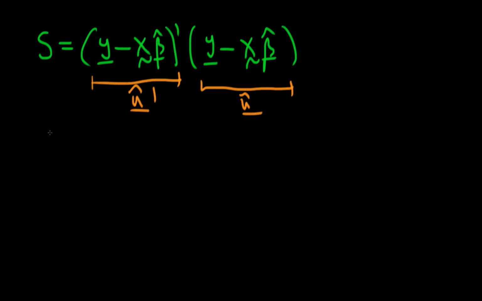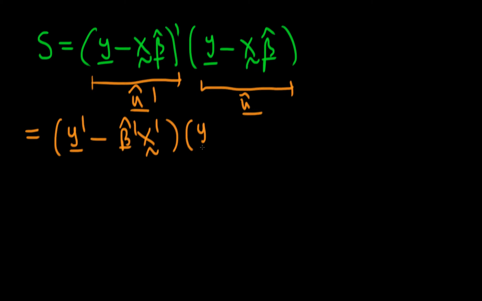Well, the idea is that we can write this out a bit more simply just by applying the transpose operator first of all to this first parenthesis. The transpose operator is a linear operator, so I can just apply it to each bit in turn. So I just get y transpose minus beta hat transpose times x transpose, because when you apply the transpose operator to a product of matrices, the order of multiplication inverts. And then we've just got our original second parenthesis, which is y minus x beta hat.